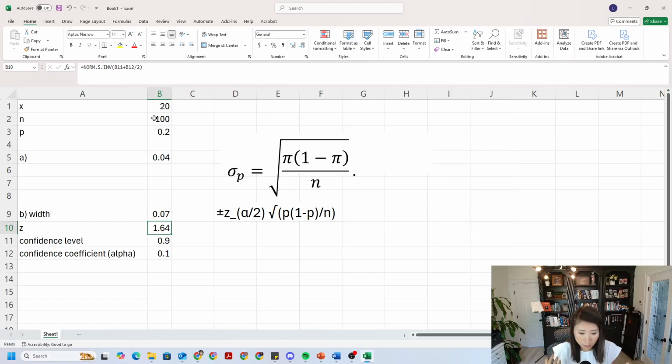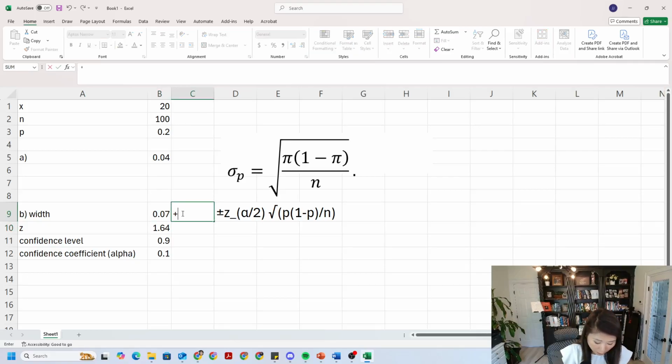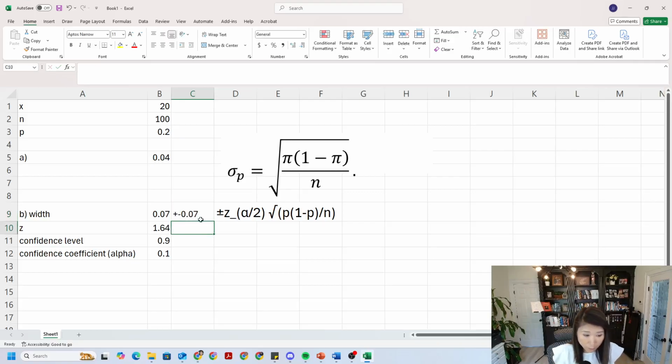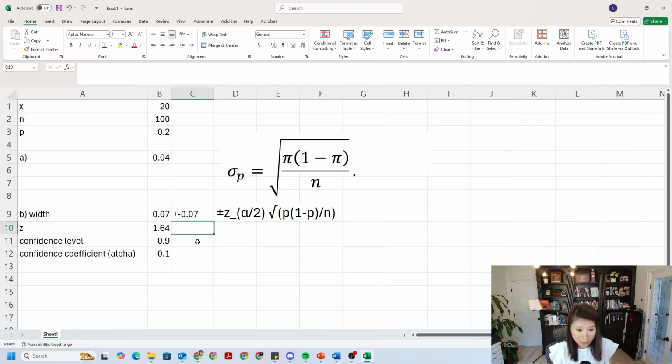They give you options. Maybe they give you the plus minus sign already, so then you just type in 0.07. But if the question does not have the plus minus sign, then you're going to multiply by 2, which gives you 0.14. So this is the width. The answer will be plus minus 0.07, if you type it in Excel. That will be the answer for the width question.